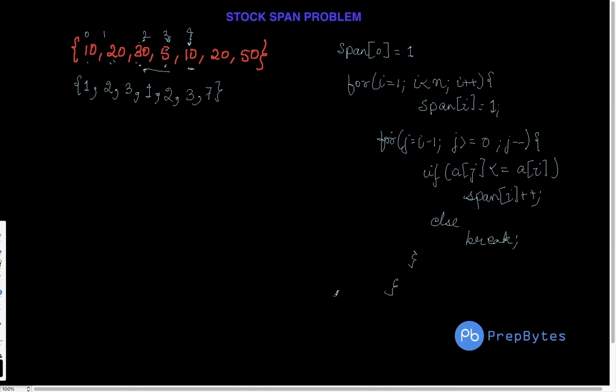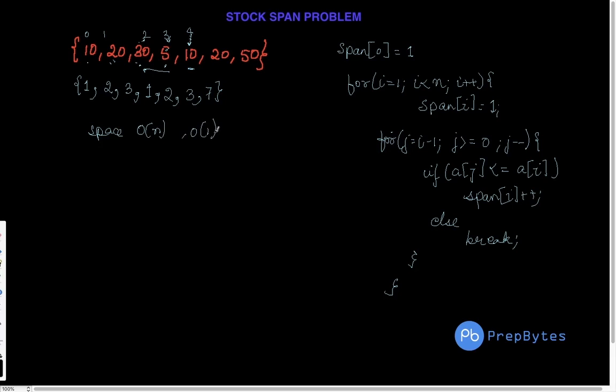So this is how we are going to solve this particular problem. Now this is the brute force approach. Let's see what the time complexity and space complexity are. As we can clearly see, we are using an extra array to keep the span, so the space complexity is going to be O of n. We can actually reduce this O of n to O of 1.